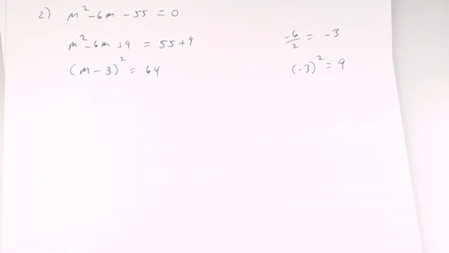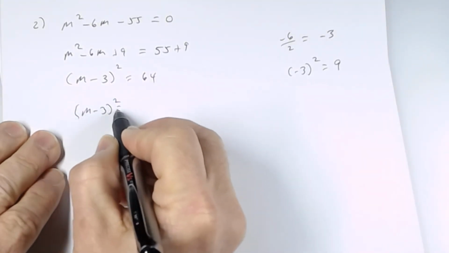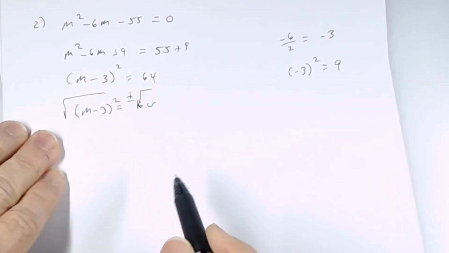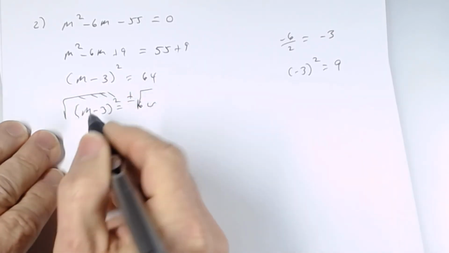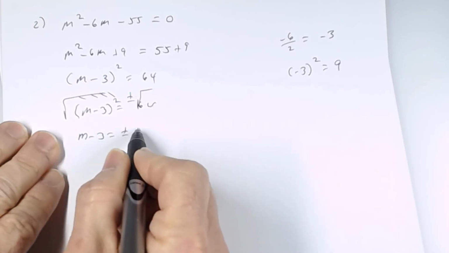64? All right. Once you get to that point, I've got to solve for the variable m, so what's the next step? Take the square root of both sides. Over here, the plus or minus. So square root, plus or minus. The square and square root cancel each other, so what are you left with? m minus 3 equals plus or minus 8.